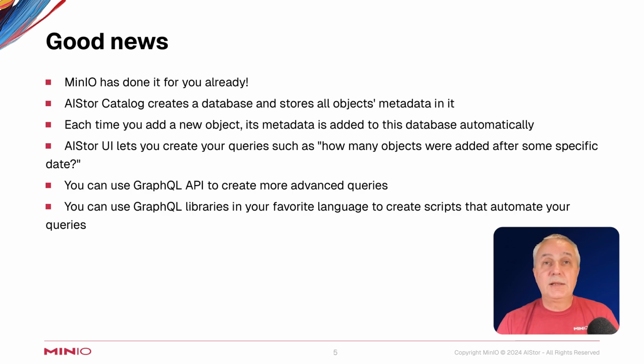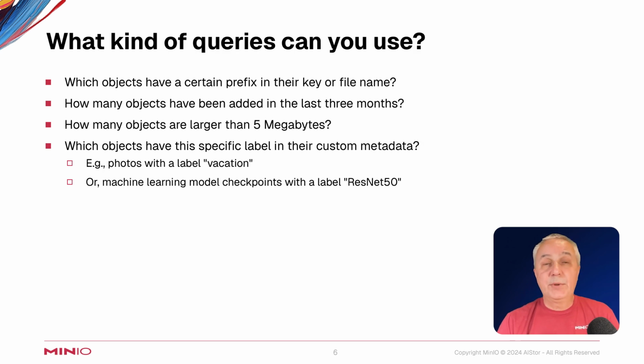The good news is that MinIO has done it all for you. When you create a catalog in a bucket, it creates a database, it scans all the objects in the bucket and stores their metadata in the database. Then you can use GraphQL interface to run your queries against that metadata. And you can also use GraphQL with your favorite programming language to create more advanced queries and to automate those queries.